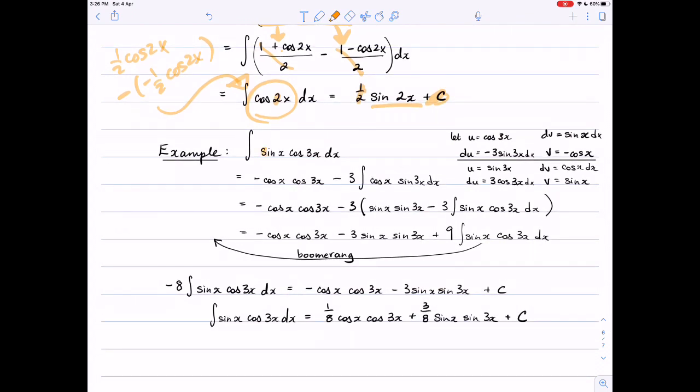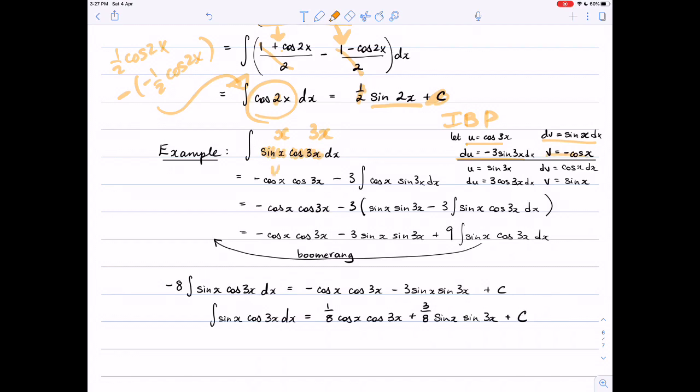What if you have a product of two functions that don't have the same argument? This is x, this is 3x. There are other identities. There are other ways of doing this, but the way that I am going to choose to do it is another integration by parts. So I'm going to set up my integration by parts here, and I'm going to let u be the cos of 3x. So du is minus 3 sine 3x. dv is sine, v is minus cos.